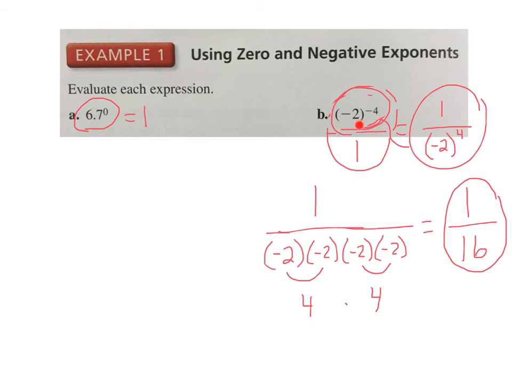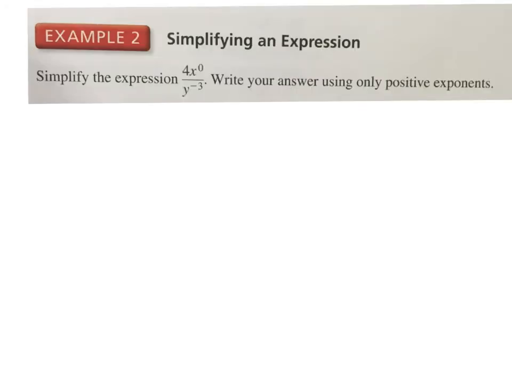Okay, so we're saying negative 2 raised to the negative 4 power is 1 over 16. So let's look at this problem. In this problem, I've got 4 times x raised to the 0 power over y to the negative 3 power. Now, first let's evaluate the x to the 0. We said anything to the 0 power was 1. And so I've got 4, and x to the 0 is 1, so I'm going to put times 1, and that's over y to the negative 3 power. Now, 4 times 1 is 4, so I have 4 over y to the negative 3 power.